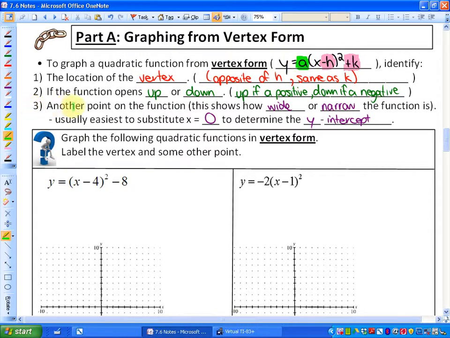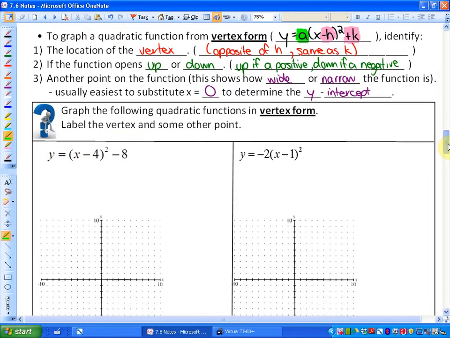And thirdly, you need to identify another point on the function, and this shows how wide or narrow the function is. You could substitute any value for x to get a value of y, but it's usually easiest to substitute x equals 0 into the function to determine the y-intercept. You'll see how this is useful and how it shows how wide or narrow it is. Okay, so let's go ahead and graph two functions.